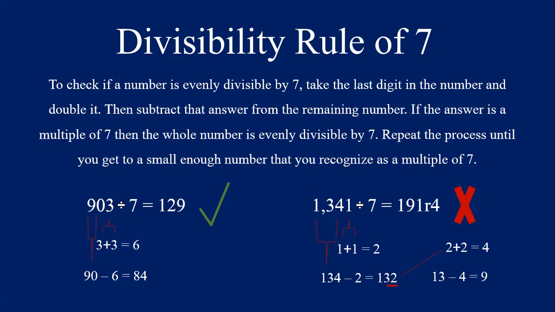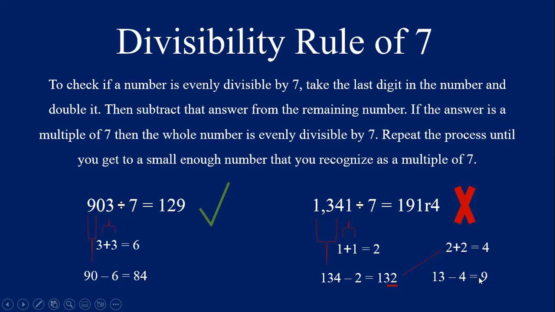Now, I don't know if 132 is a multiple of 7. So we can simplify this again by doing the same process. Let's take the number 132. Look at the number in the ones place. There's a 2. We're going to double that 2. 2 plus 2 is 4. What number is left? A 1 and a 3, which would be 13. So we're going to take 13 minus 4, and we get the number 9. This is much easier to work with and see now.